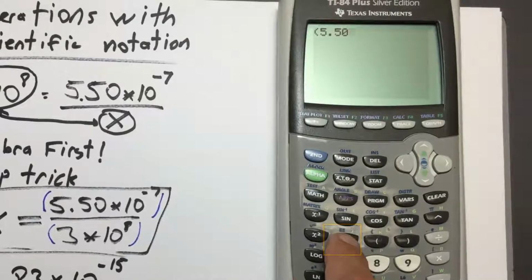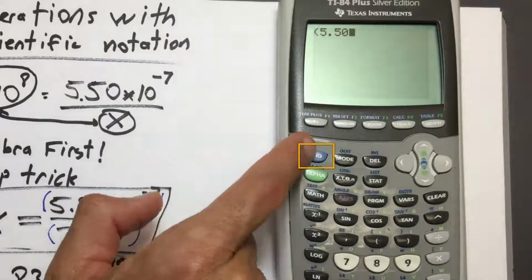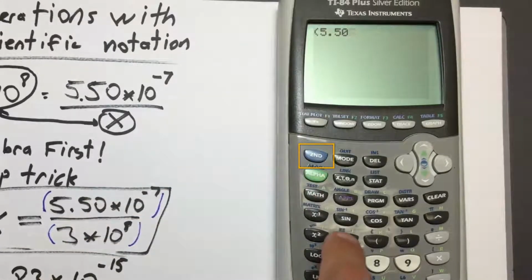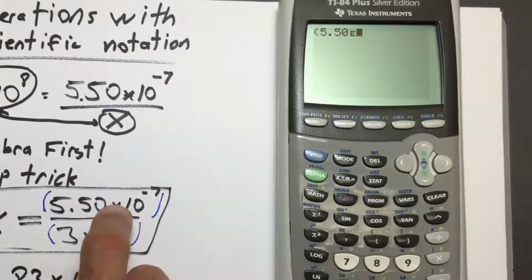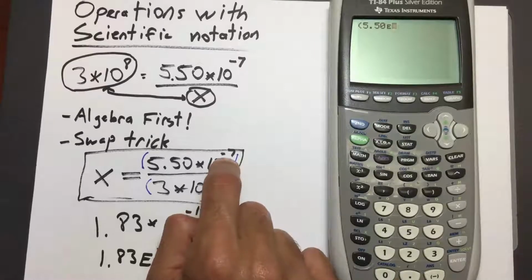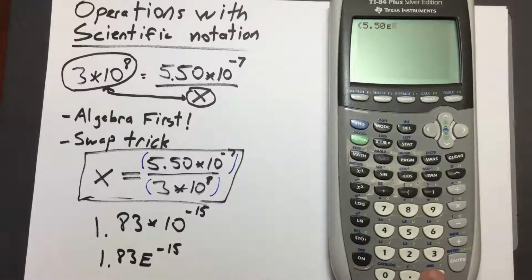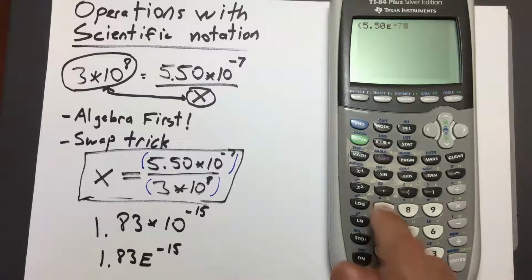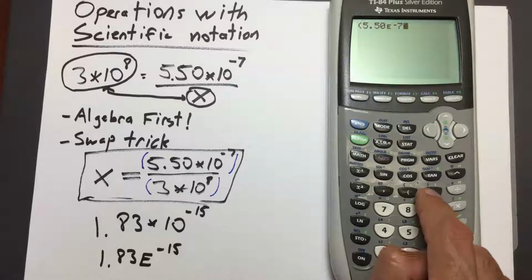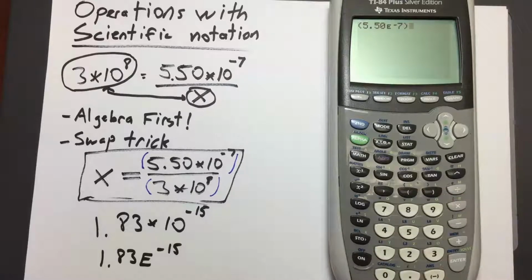To access the uppercase E, we'll hit second, and then the uppercase E. Then we can skip straight to the exponent and say the negative sign. Right here, make sure you don't use this negative by accident. You want the one in parentheses here at the bottom. And then close the parentheses to show that the numerator is finished. Then we enter the denominator.